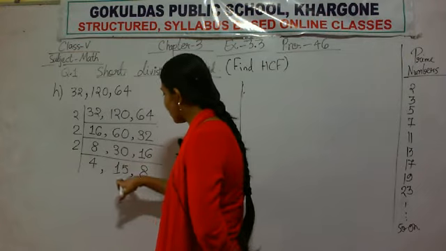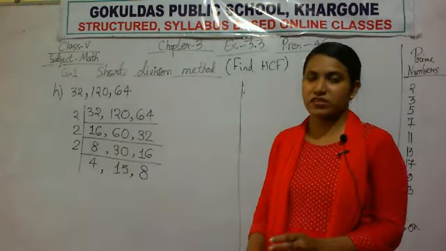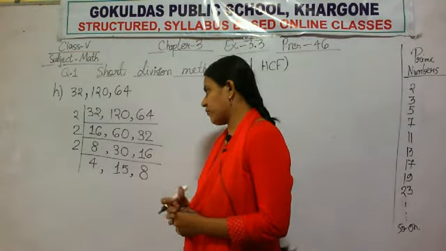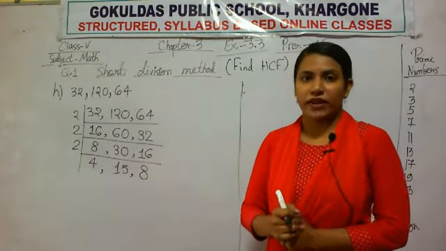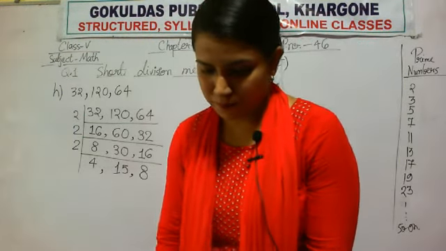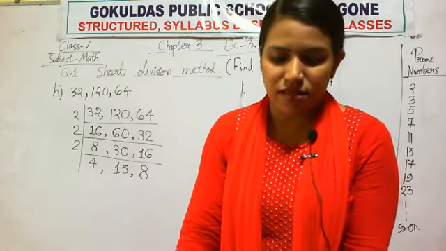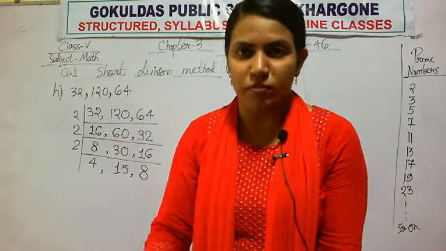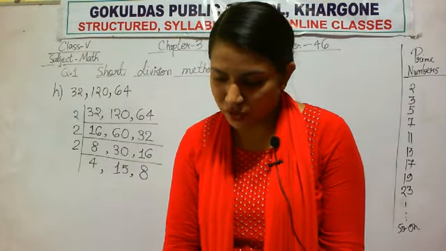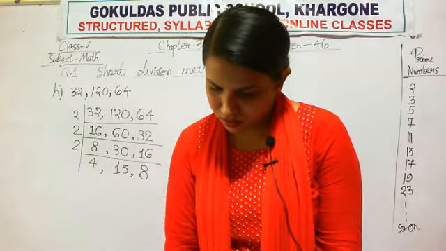So 4 and 8 are even, but 15 is an odd number, which cannot be divided by any common factor. So now what is the step? We will stop the division process when we cannot find any common factor to divide the given numbers.